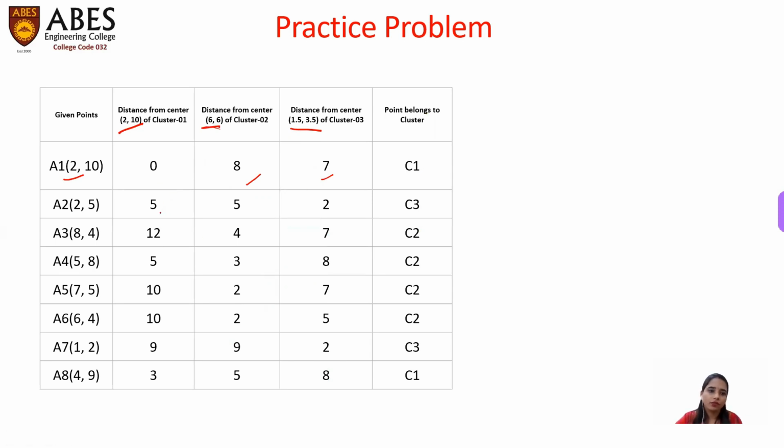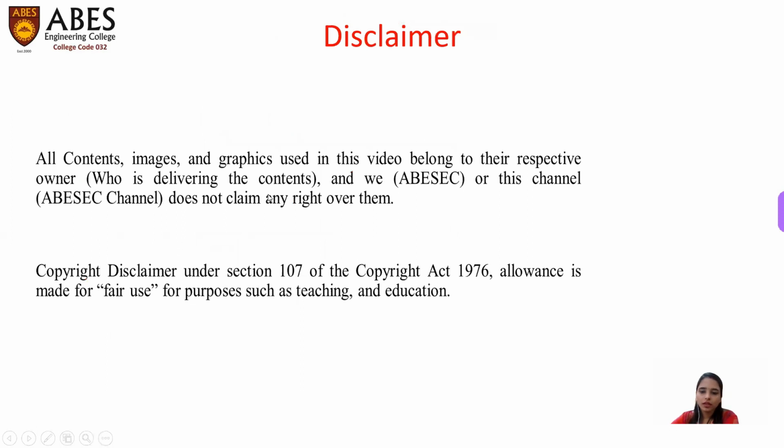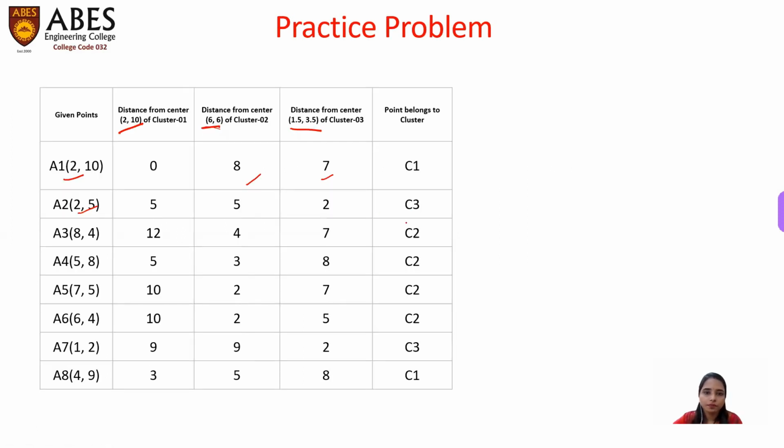Then we will look for data point 2. The distance from center of cluster 1 is 5, and the distance from center of second cluster is 5. And again, the distance from cluster center C3 is 2. So the lesser value is 2, and this is the distance from center of cluster C3. Then data point A2 goes to cluster C3.